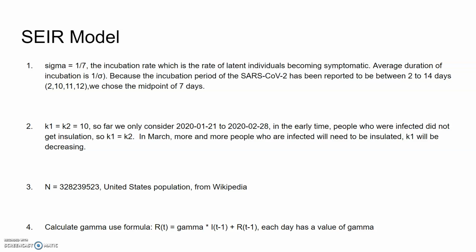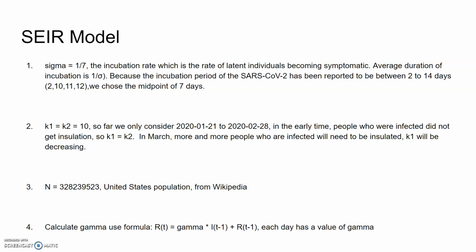Second, K1 equals K2 equals 10. So far, we only considered 2020 January 21st to 2020 February 28th. So in the early time, people who were infected did not get isolation, so K1 can be equal to K2. But in March, more and more infected people will need to be isolated, so the value of K1 will be decreasing.